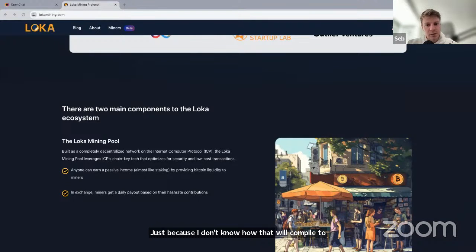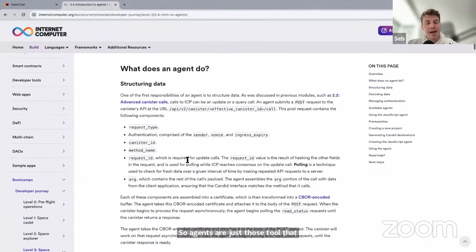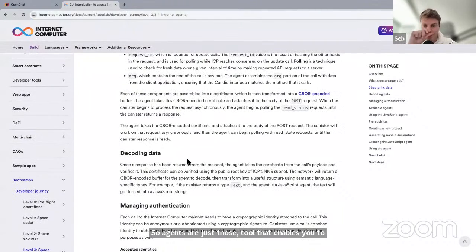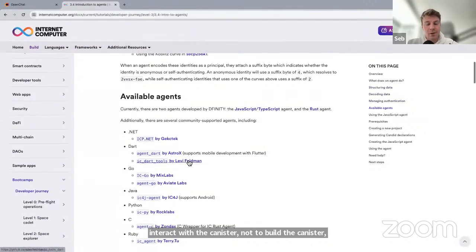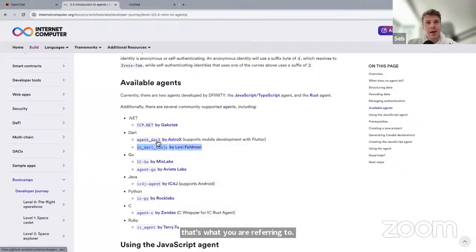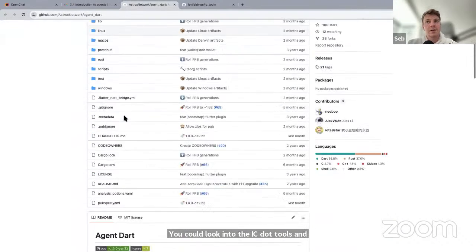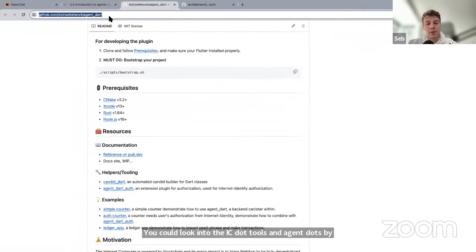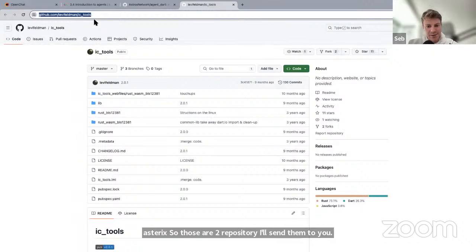Maybe what you're looking for is also agents, because CDKs and agents are different. Agents are those tools that enable you to interact with a canister, not to build a canister, but to interact with a canister. And you have agents for all languages. So like Dart, maybe that's what you are referring to. You could look into the IC Dart tools and agent Dart by Asterix. So those are two repositories. I'll send them to you. Yeah, probably you were more talking about the agents than the CDKs.